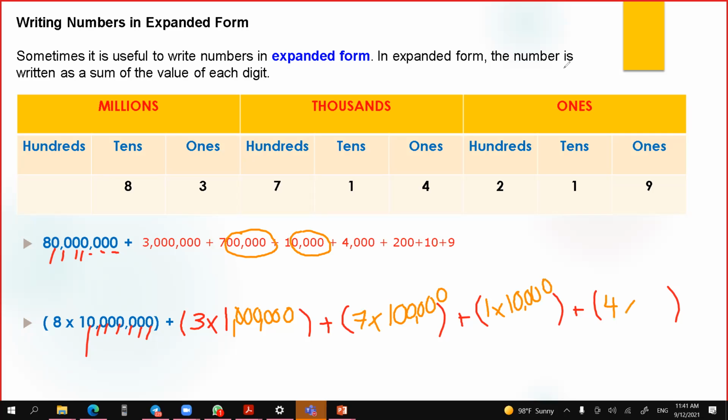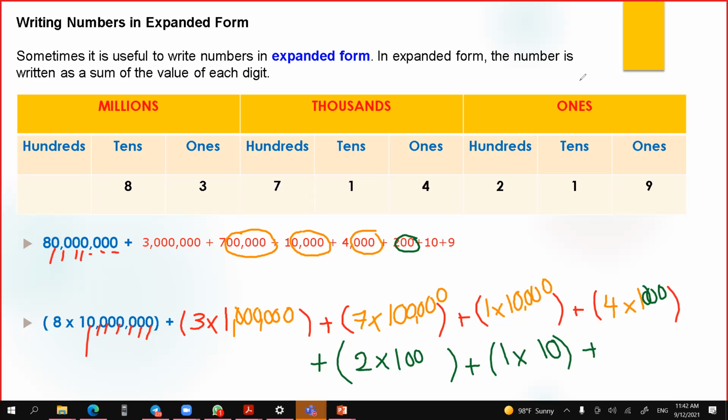Then 4 plus 4 times. How many zeros here do we have? Yes, grade 5. Did you understand? So 4 times. How many zeros do we have to write? 3 zeros, plus, open a bracket, 2 times. How many zeros? Bravo. And 1 times. How many zeros? Plus what? 9.